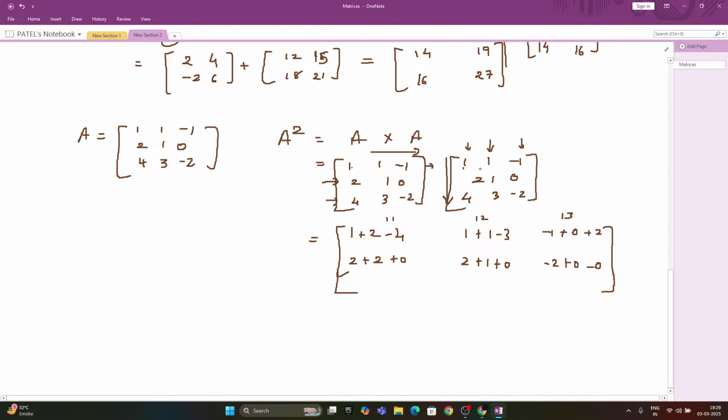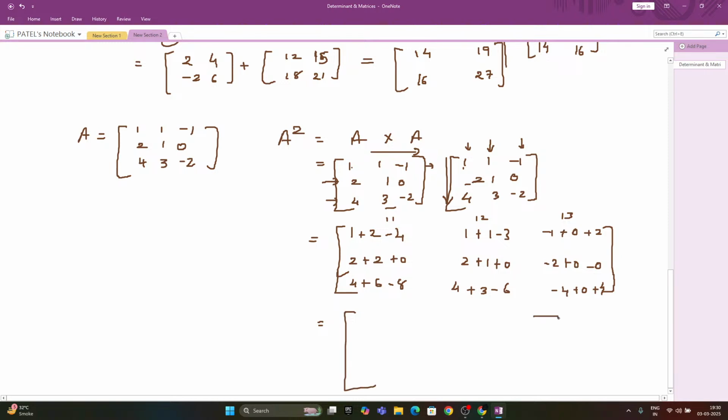Now take the third row, first column. 4 ones are 4. Plus 2 threes are 6. This and this. And 2 fours are minus 8. Similarly, same row, second column. 4 ones are 4. 3 ones are 3. Minus 2 threes are 6. 4 ones are 4, 3 ones are 3, 3 into 0, 0, minus 2 into minus 2, it is plus 4.